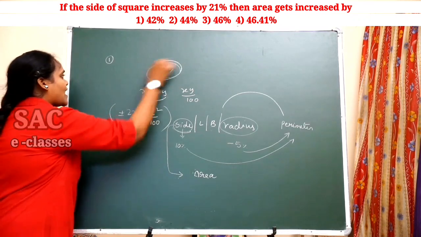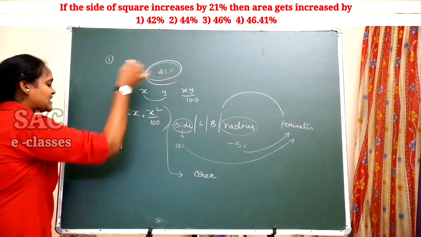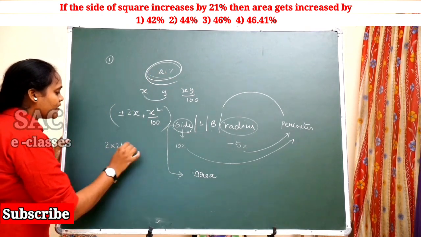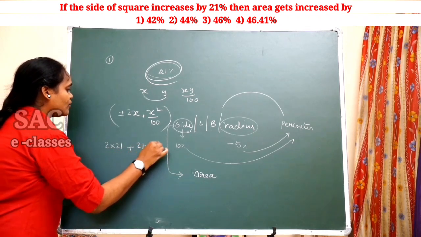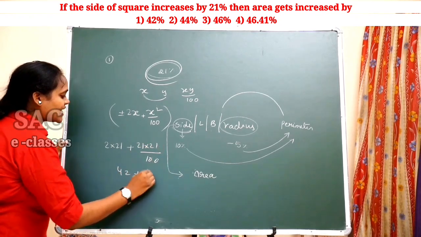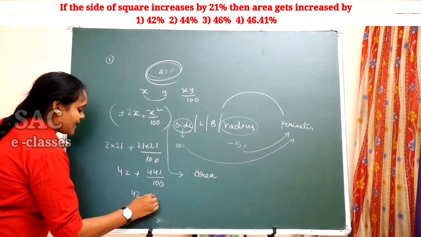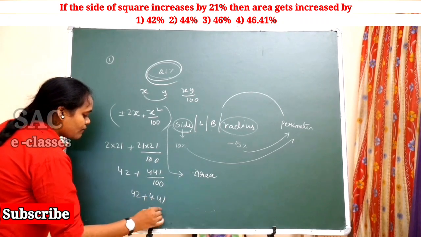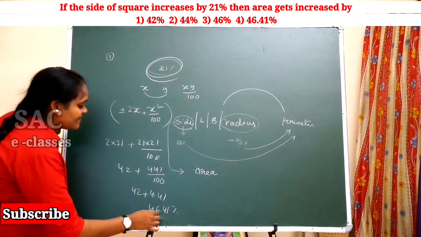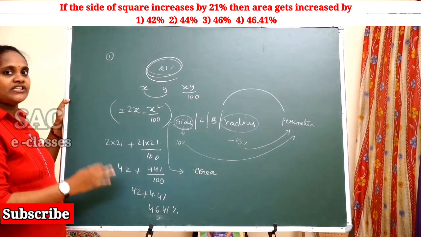The side changed by 21%. 2 into 21. Is it increased or decreased? Increased. So here 2 into 21 plus 21 into 21 by 100. 42 plus 21 times 21, which is 441, by 100. So 42 plus 4.41 is 46.41%. 46.41% is the change in the area of the square.